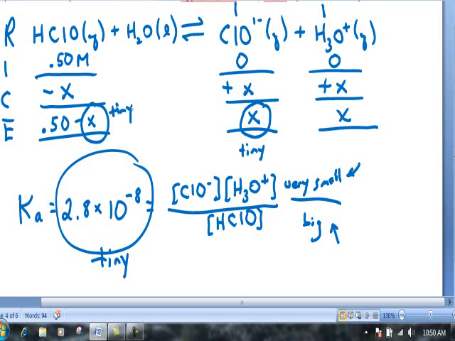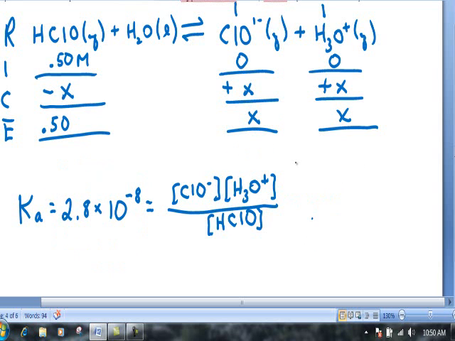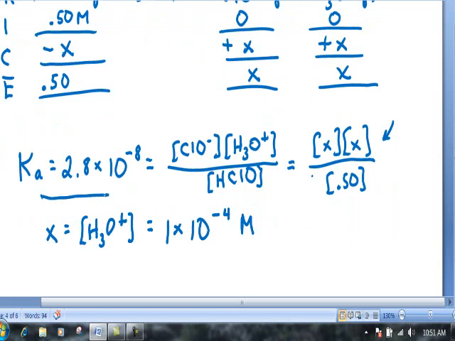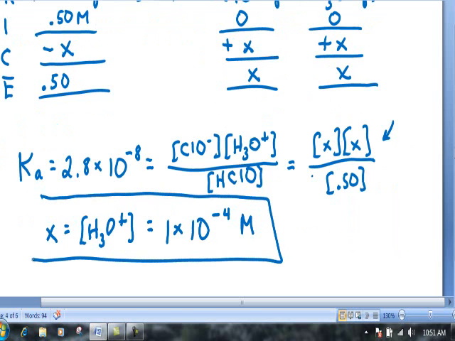So mathematically, because our X is so tiny, we can eliminate the X from our equilibrium line underneath the hypochlorous acid, giving us our equilibrium quantities for each of our chemicals, which we can now readily insert into the equilibrium constant equation and calculate for X, which will give us the hydronium concentration. We now have X times X over 0.50. Solving for X will give us the hydronium concentration.